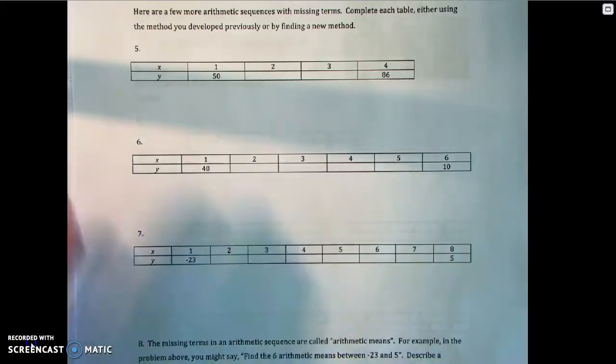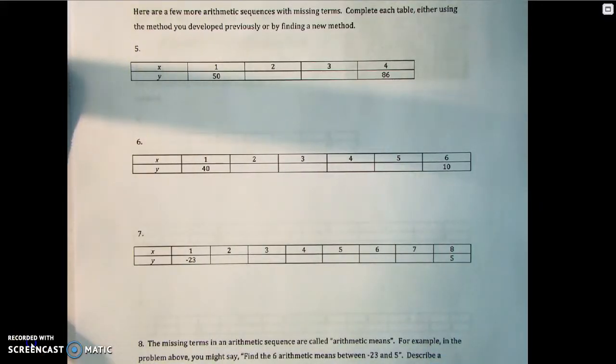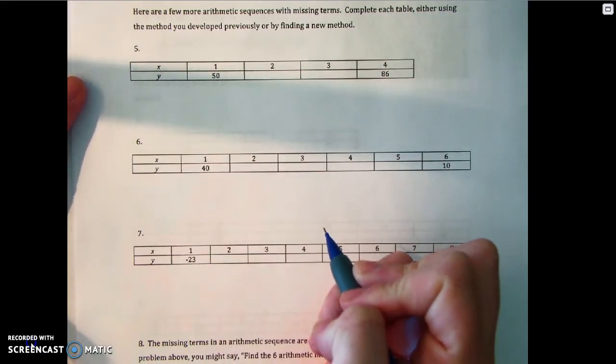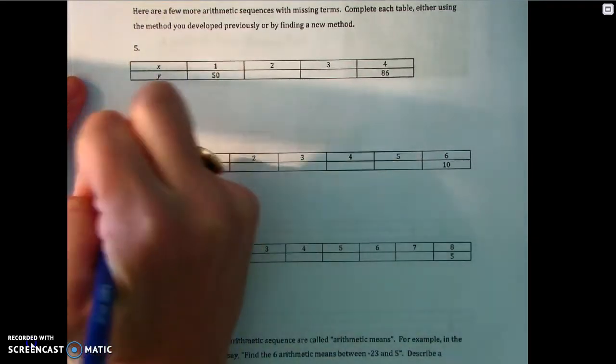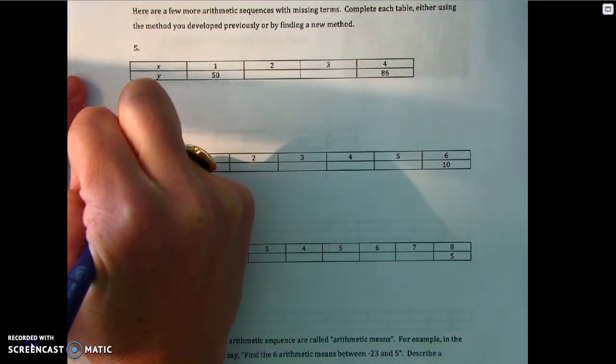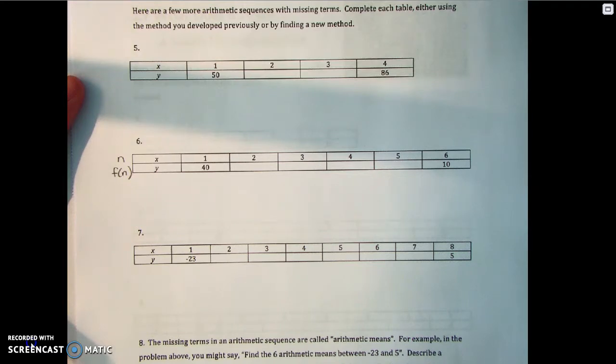I'm going to go over some of the discussions you should have had when you were doing 1.9, and I'm going to use number 6 to talk about it. So remember that when we're using function notation, x is the same thing as n, y is f of n. Make sure you're writing down everything I write down in your book.